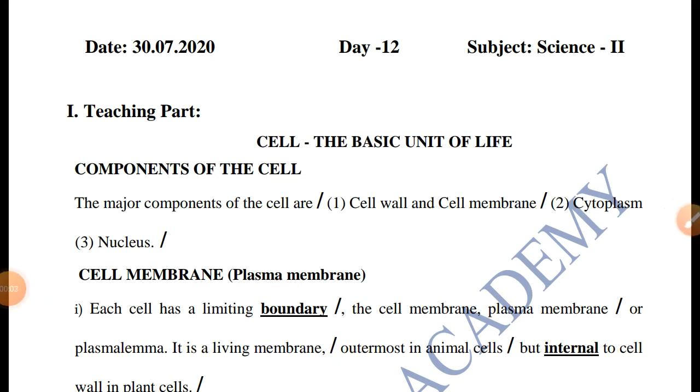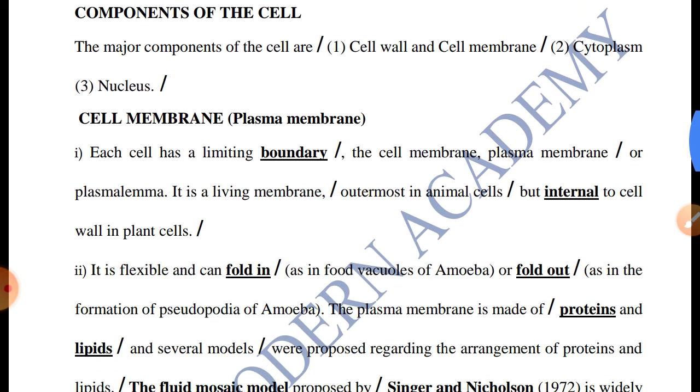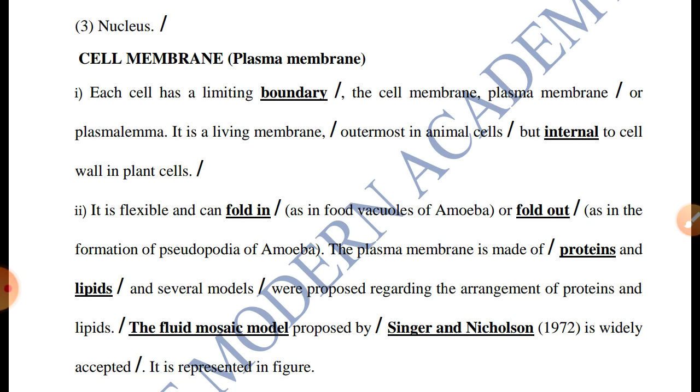Cell, the basic unit of life. Components of the cell. The major components of the cell are cell wall and cell membrane, cytoplasm, nucleus. Cell membrane or plasma membrane. Each cell has a limiting boundary. Boundary is nothing but the end or layer. The cell membrane, plasma membrane or plasma lemma. It is a living membrane, outermost in animal cells but internal to cell wall in plant cell. It is flexible and can fold in and fold out.